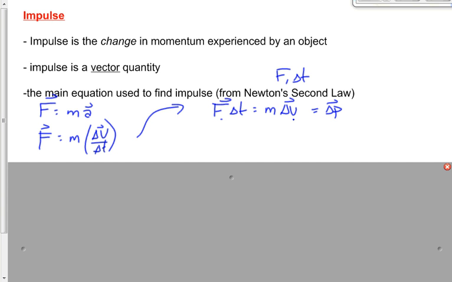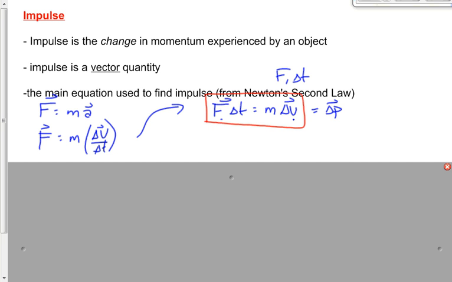Now, I'd like you to take a look at your data sheet for a second. I'd like you to find that equation, please, on your data sheet if you can. Who's found it? Okay, Kristen, what do you notice about that equation on your data sheet versus the equation that I have up on the board right now? Anything different about it? Okay, so on your data sheet, it just says F times delta t is equal to m times delta v.